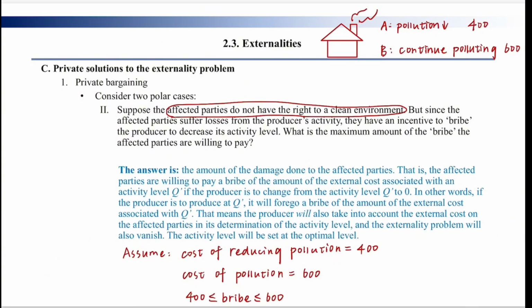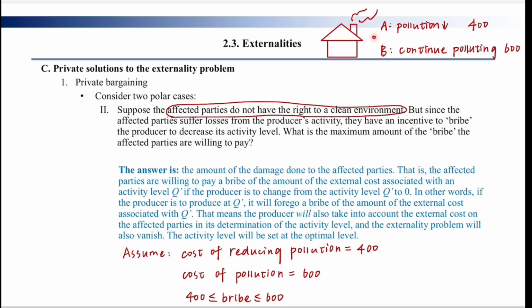The second extreme situation is that everyone has no right to a clean environment. In this case, for example, if the government doesn't formulate some policies about environmental protection, then does the factory still need to be responsible for its pollution? There is no need, right? Instead, the affected party should give the factory some money, or we say bribes, to make the factory stop polluting, right? So now the factory is faced with two choices.